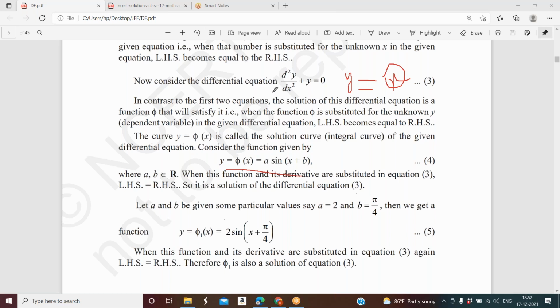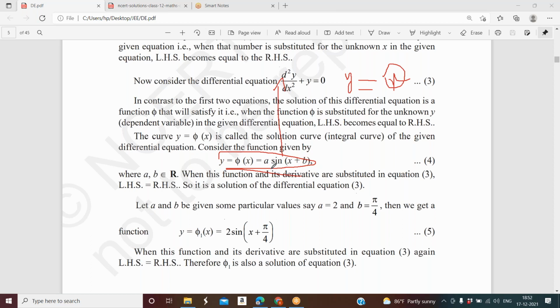Suppose I am saying that this is the solution for this differential equation, then I will say that this is a general solution. This is a general solution because I can see two constants a and b. Two arbitrary constants. Arbitrary means it can assume any value. I can give any values for a and b. So this is a general solution. So in a general solution, you'll be having arbitrary constants that assume any values.